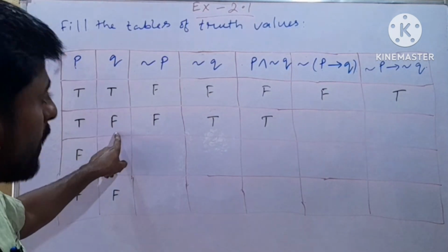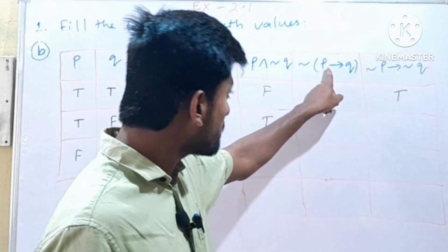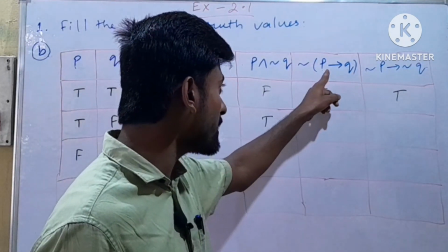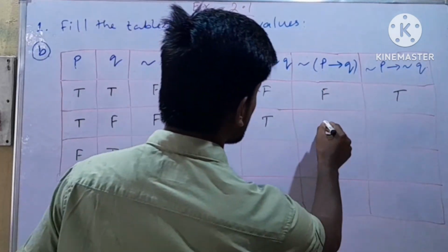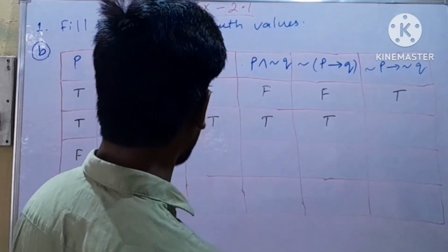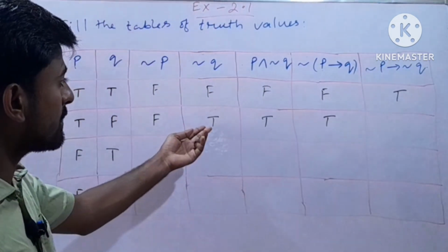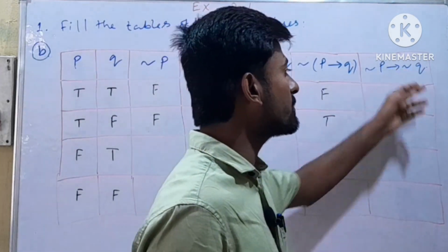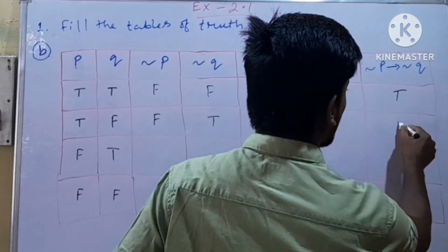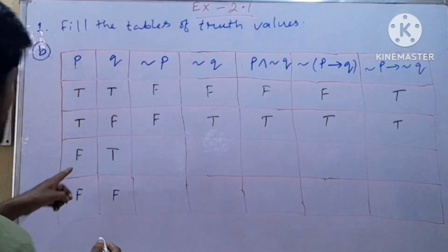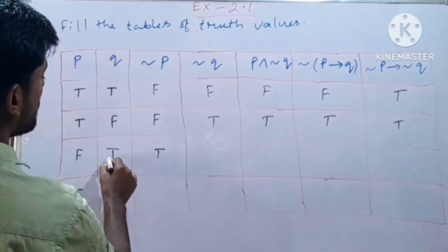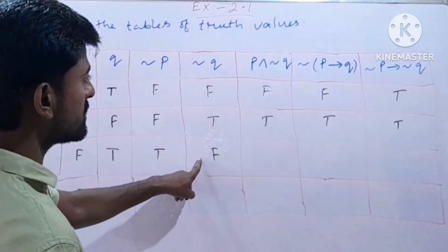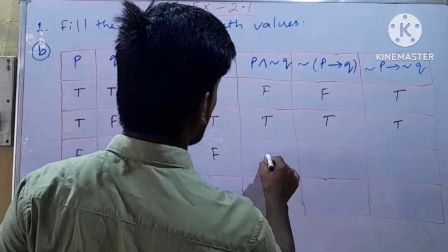P is true, Q is false, so P conditional Q will be false, but negation of P conditional Q, it is true. Negation of P false, negation of Q is true, so therefore negation of P conditional negation of Q will be true. P false negation of P true, Q true negation of Q will be false. P false negation of Q is false, so conjunction will be false.